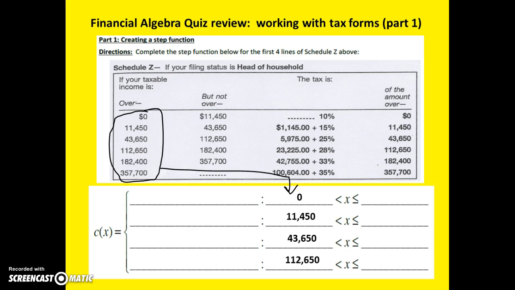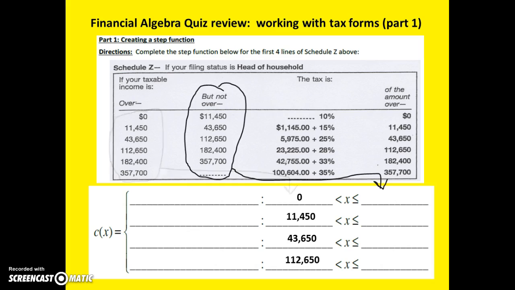Now you want to go to the maximum for each step. You look right there and you just copy those numbers down: 11,450, 43,650, 112,650, 182,400. And half your work is done there.